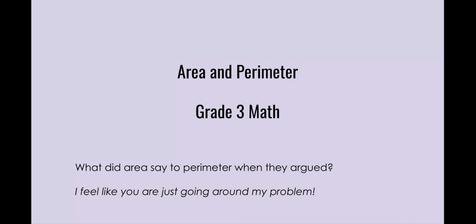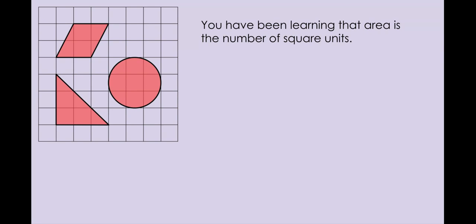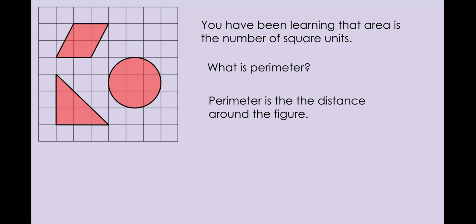Ha ha ha. Well, you have been learning about area recently, and you've been learning that you just count up the square units, and area tells you how much space the figure takes up in square units. But now we're going to think about what is perimeter. What is perimeter? Perimeter is the distance around the figure.